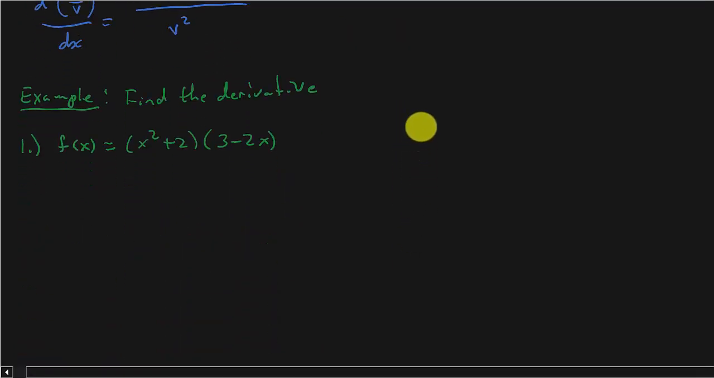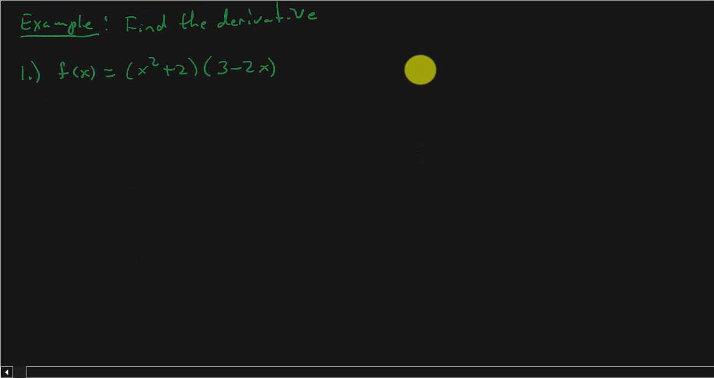All right, so let's get started on some examples. So here it says find the derivative. And notice here, we have two functions, x squared plus 2 and 3 minus 2x. So this is your first function, here's your second function. So the derivative, f prime of x, is equal to the derivative of the first, which is 2x. The derivative of x squared is 2x, derivative of 2 is 0. So that's the derivative of your first function times the second function, 3 minus 2x.